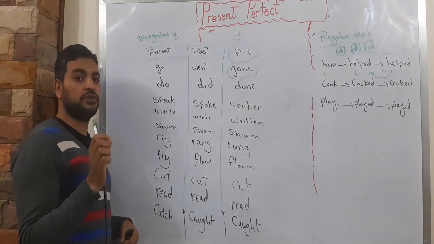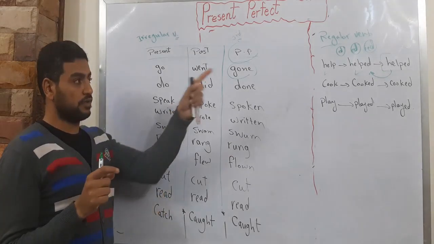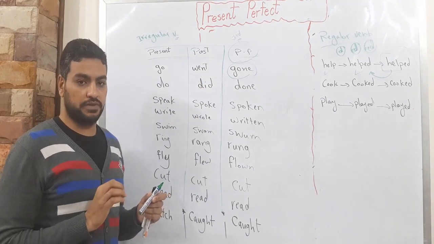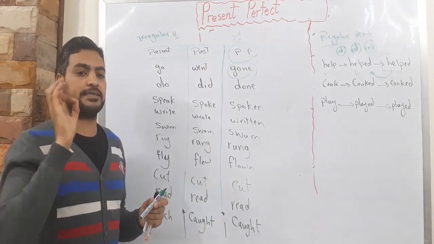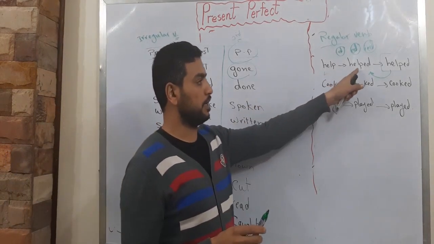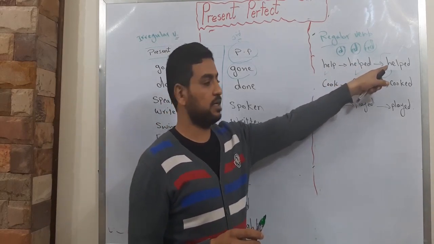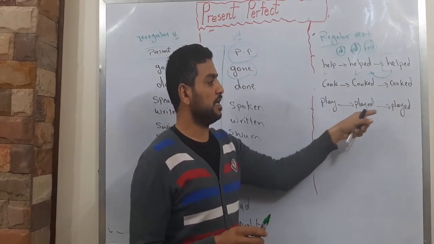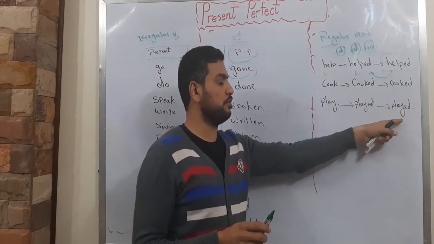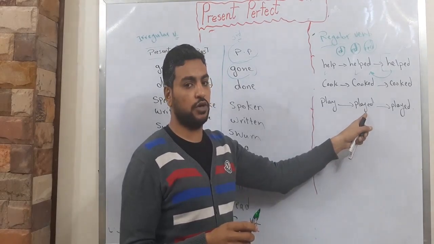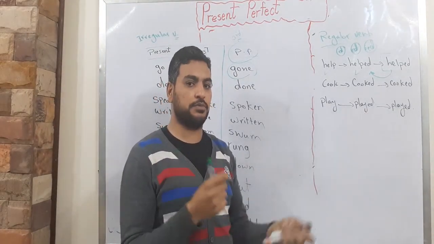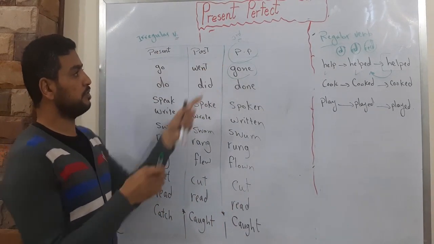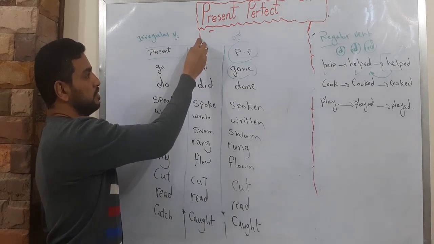So we can understand that the third form of the verb changes completely, and we have no rule to follow, unlike the regular verbs, where we only add d, ed, or ied. And the third form can be exactly like the second. Look here: help, helped. This is the second form, so the third will be the same. Cooked, cooked, cooked. Played, played, played. So the third form is the same as the second form for regular verbs, unlike the irregular verbs, where the third form is not like the second form at all.